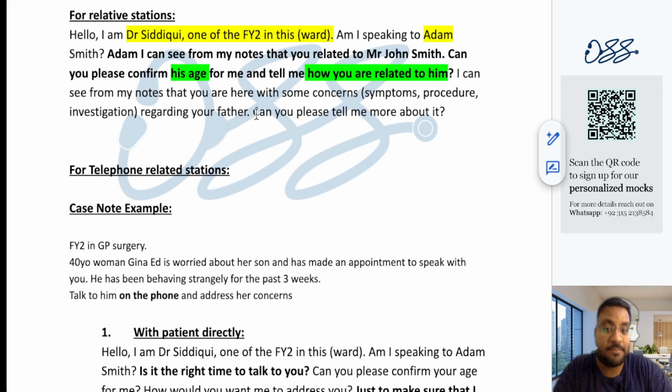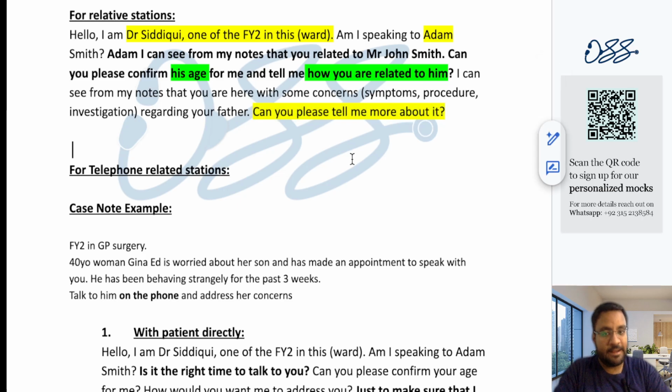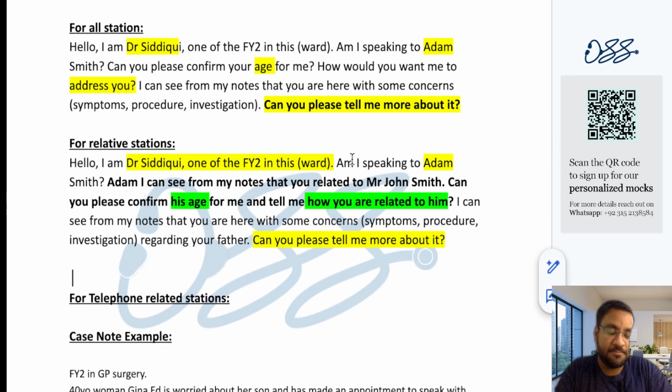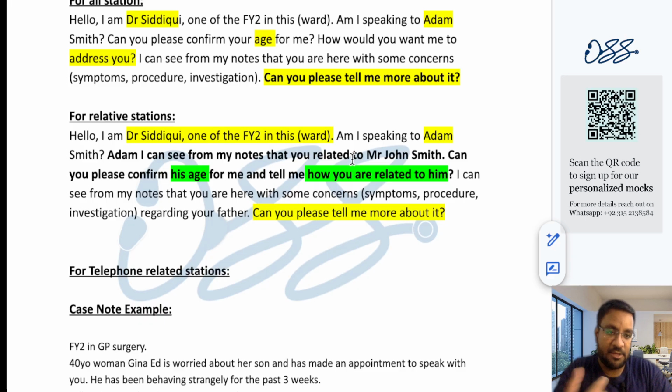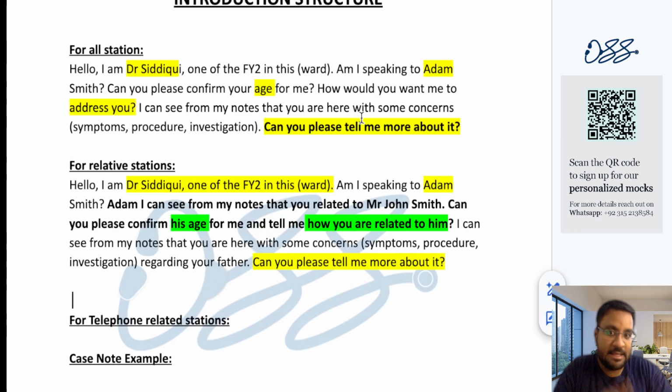Okay, and then once you're done with that, the protocol is the same: I can see from my notes that you're here with some concerns. Can you please tell me more about it? The open-ended question would remain the same. All right, so just a slight difference in the relative scenario. Do not ask about the age of the relative. Ask about the age of the patient and check the relation, how you are related to the particular person that you are speaking to. All right, I hope I have made this quite clear.